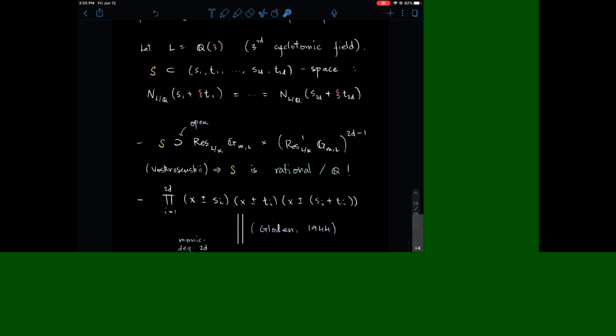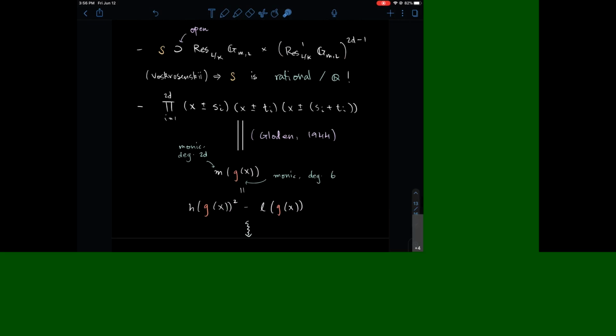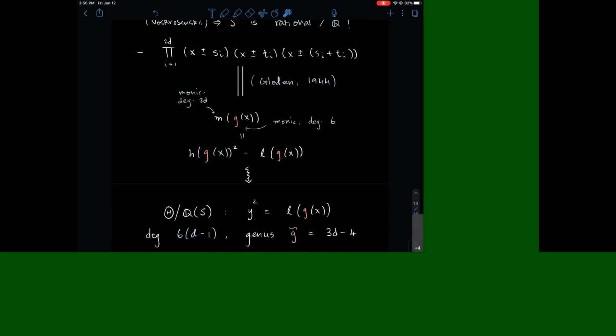And why is this rational? Because it contains an open subset that's isomorphic to a two-dimensional torus plus a bunch of one-dimensional tori. And such things are known to be rational over Q, the two-dimensional case being due to Voskresensky. And so actually this gadget is rational over Q. And it just turns out that if we form this polynomial where the roots are plus minus si, plus minus ti, and plus minus of si plus ti, we get something that's 6 2D composite, which is fantastic. And we win.